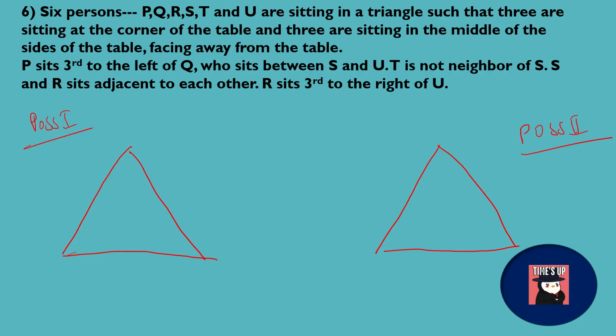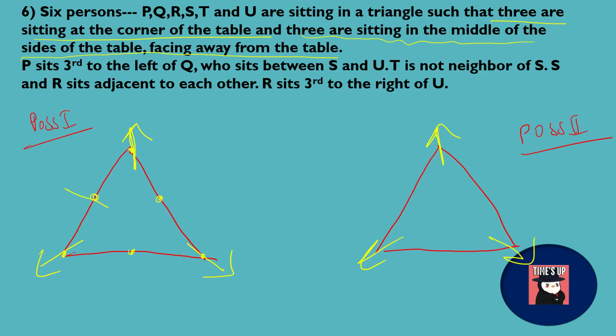But what they have said is, 3 people are sitting at the corners of the table. Corner means this, and this of a triangle. So three people will be sitting here facing away from the table. Then they have said three are sitting in the middle of the sides of the table facing away from the table. Middle means this, and this. And they are facing away from the table. So this is how the diagram will look.